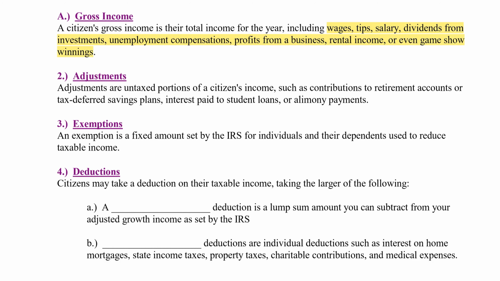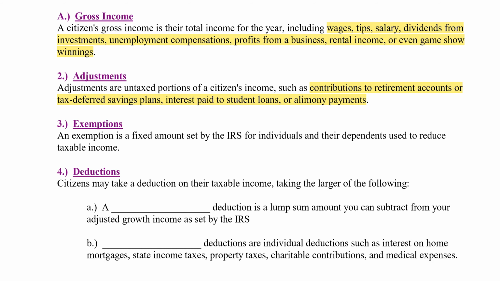Adjustments are untaxed portions of a citizen's income, such as contributions to retirement accounts, which we're going to learn how to do soon, or tax-deferred savings plan, interest paid to student loans, or alimony payments. So if you take a portion of your income and you dedicate it to a retirement account, you are not going to be taxed on that portion of your income. It is a benefit to saving for the future.